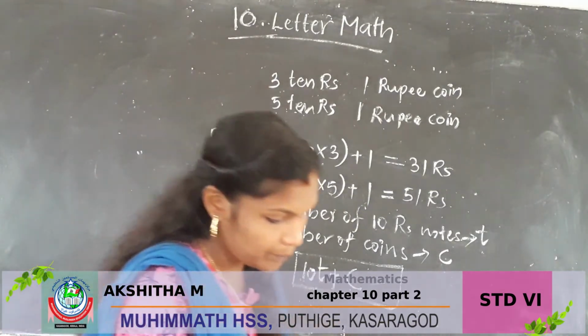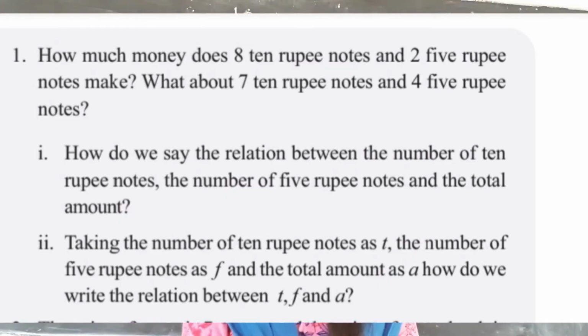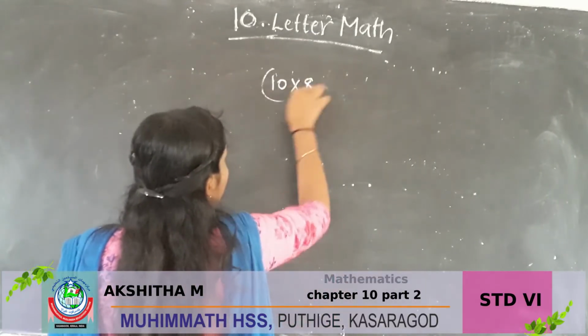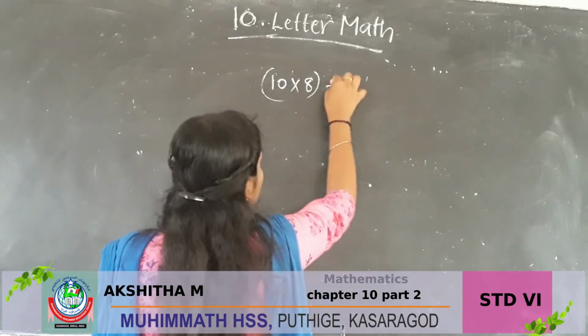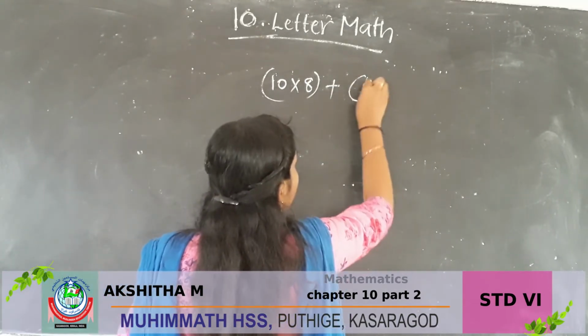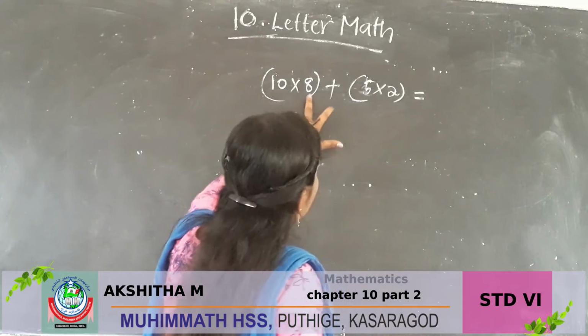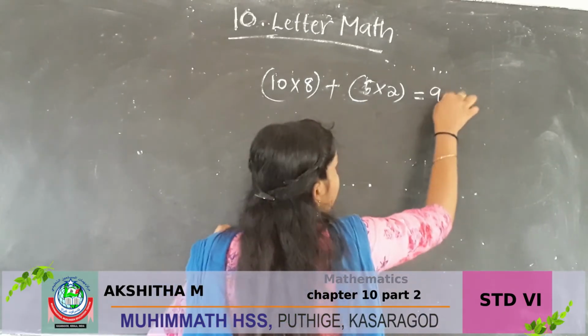Is it clear? Let us see a problem. How much money do 8 ten-rupee notes and 2 five-rupee notes make? What about 7 ten-rupee notes and 4 five-rupee notes? Let us see that. 8 ten rupees, how can we write that? 10 into 8 plus 2 five rupees, 5 into 2, is equal to 10 into 8, 80, 80 plus 10, 90 rupees.